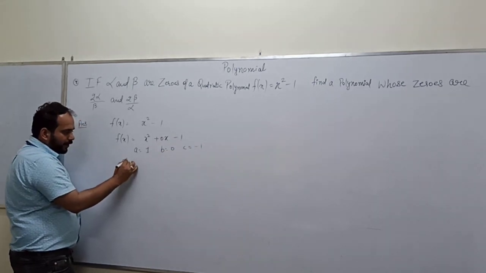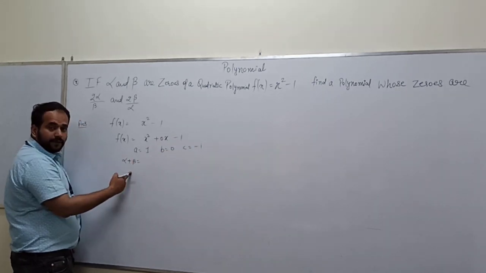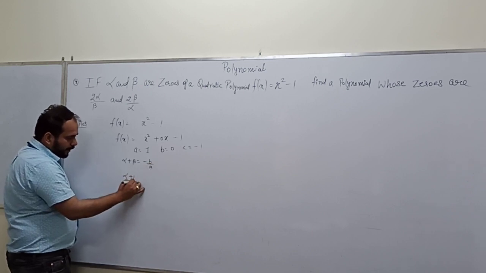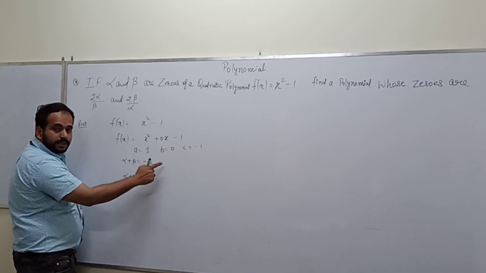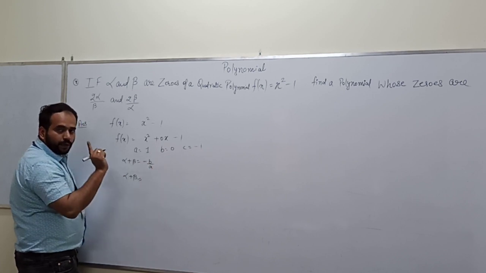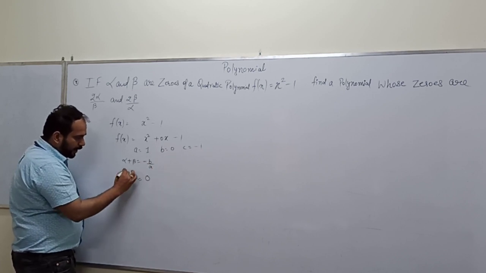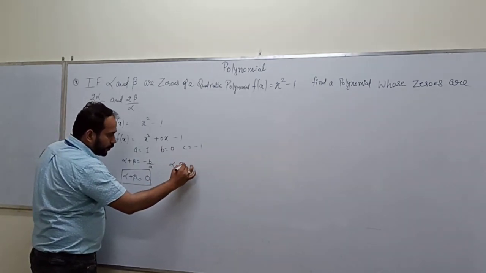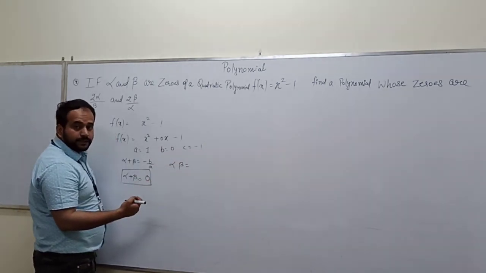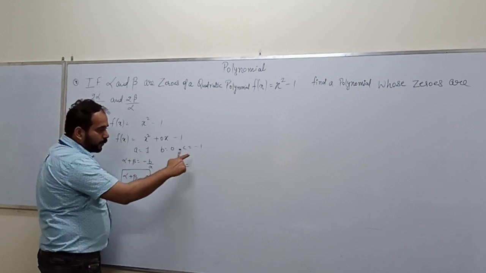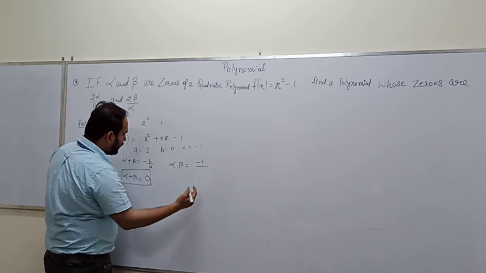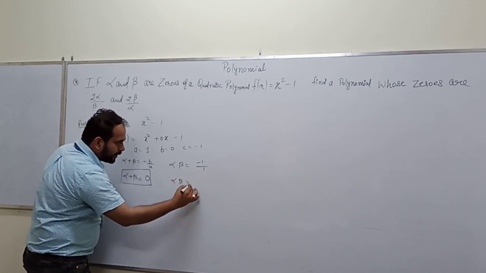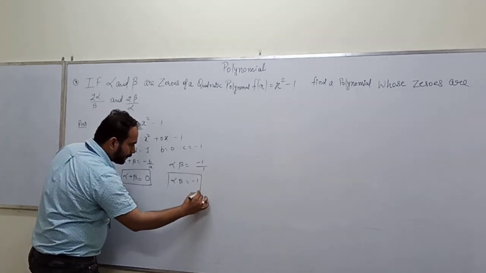Next step, find the value of alpha plus beta. What is alpha plus beta? Minus b by a. That means alpha plus beta, b is 0, and 0 by anything is always equal to 0. So alpha plus beta in this question is 0 and alpha into beta is c by a. What is c? Minus 1 by a, which is also 1. So alpha into beta is equal to minus 1.